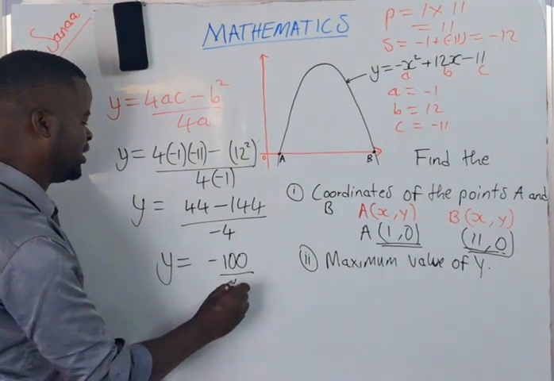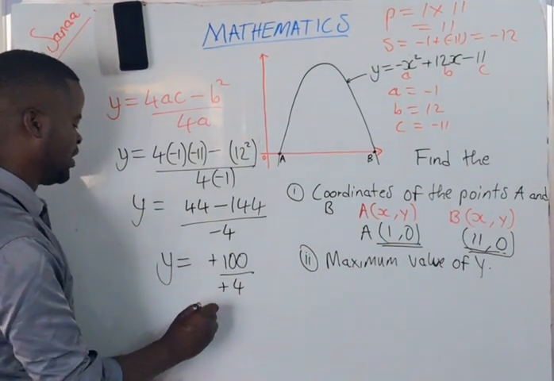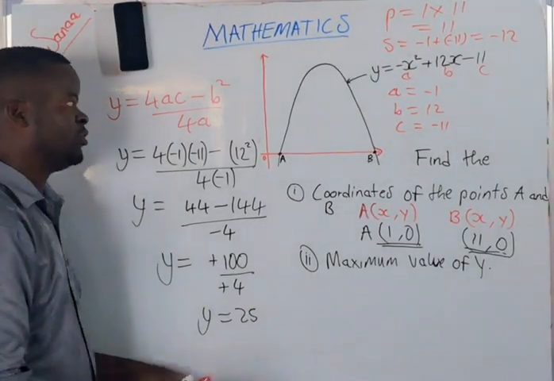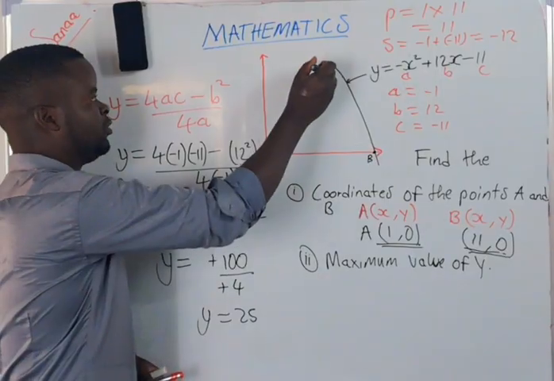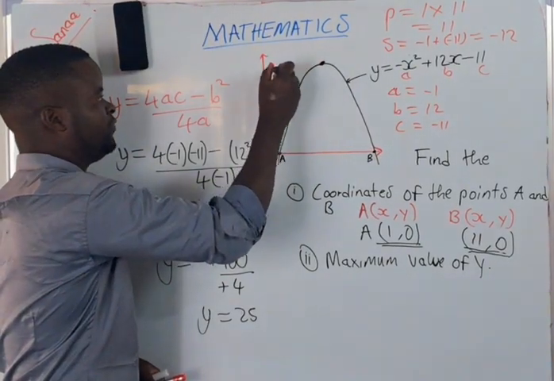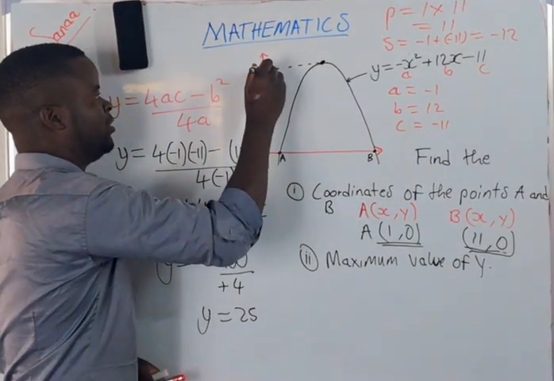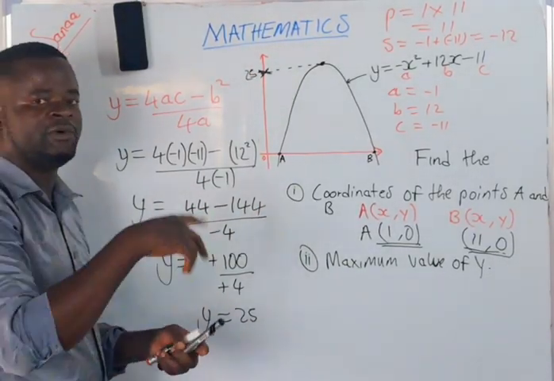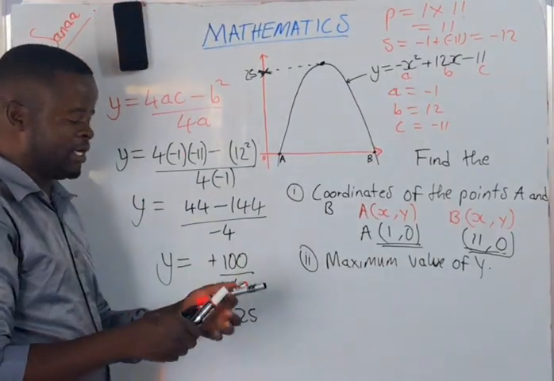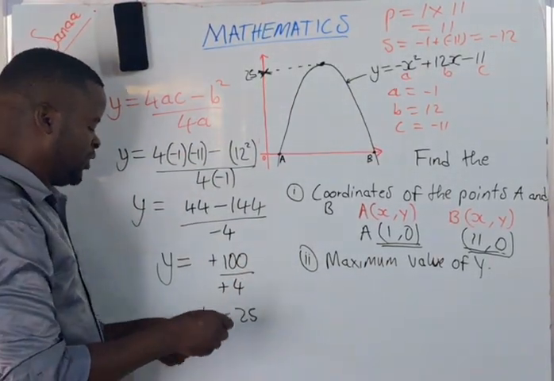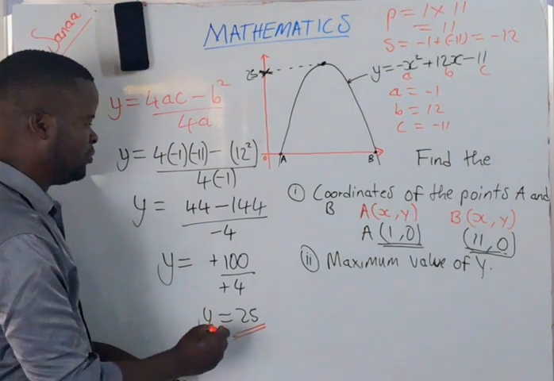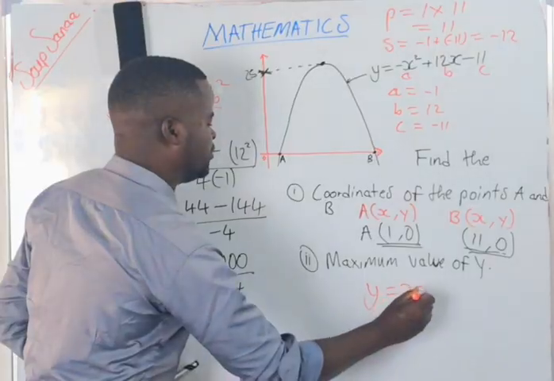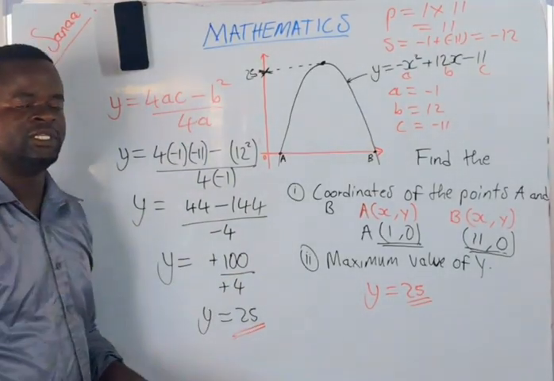So we are getting -100, then we have a -4. Remember that a negative and a negative will cancel. Then how many times can 4 go into 100? This is a positive 25. So the maximum value of y is positive 25, and this positive 25 is found on the y-axis. It is the number which is supposed to be here, positive 25. This is the maximum value. The maximum value is found on the turning point of the curve, or the TP. So the maximum value of y, we have it here: y is equal to positive 25. So the maximum value of y, according to our question, is positive 25. Just by doing it in this way, we are done.